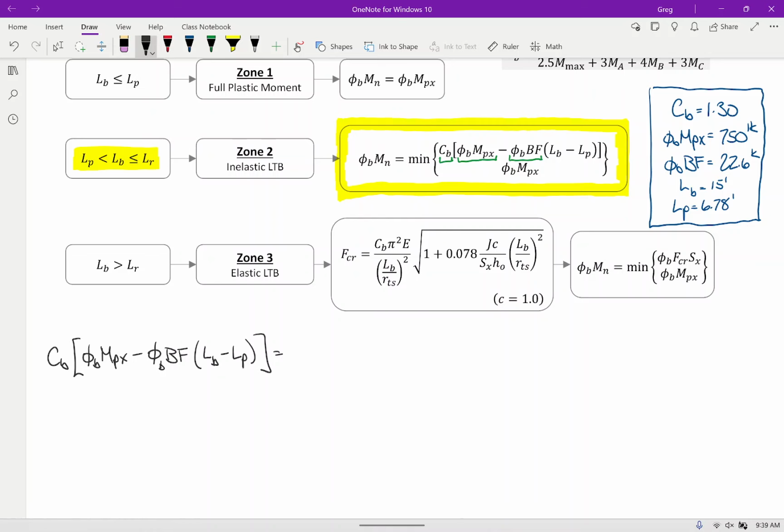So this is 1.30 times 750 minus 22.6 times 15 foot minus 6.78 foot. Notice the manual has done a lot. If you go back to the original expression in the spec and then go to this, the manual has really done a lot of work to compress this calculation and make it easy for you. They're really trying to do you a favor here. So what do we get for this? 733.5.